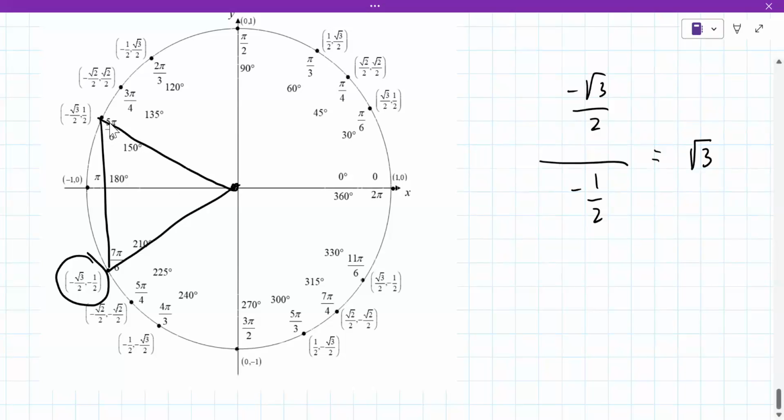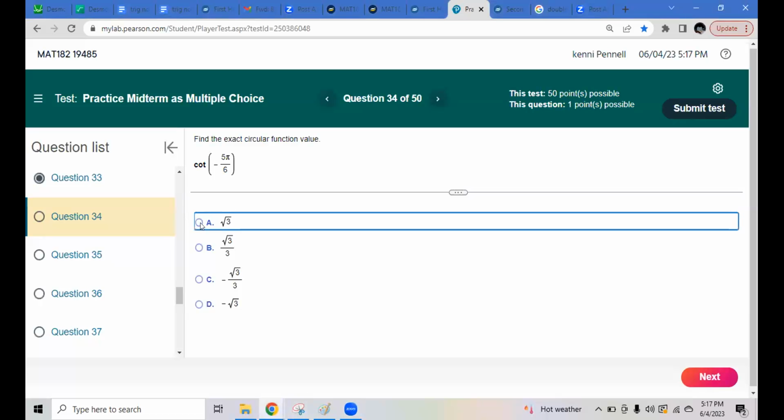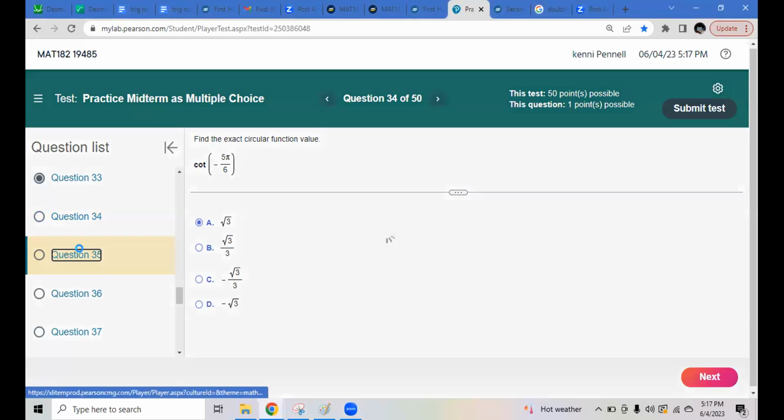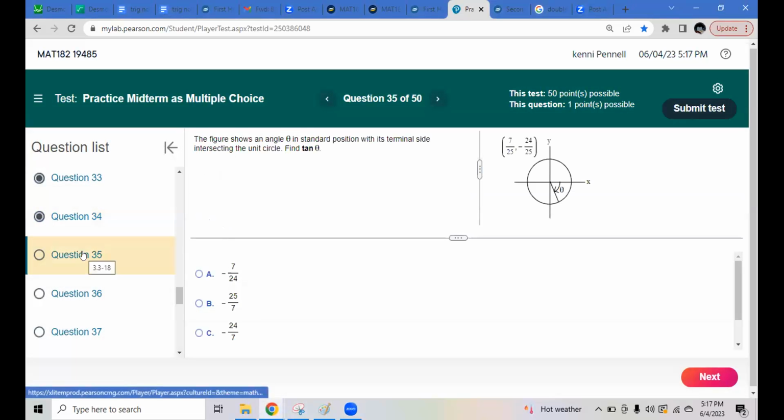Wait, how do you solve that to the square root of 3? They have the same bottoms, so you just keep the tops and the signs cancel. Oh, yeah, you're right. Okay, I see it now. Let me do that. One second. Let me just do this real quick.